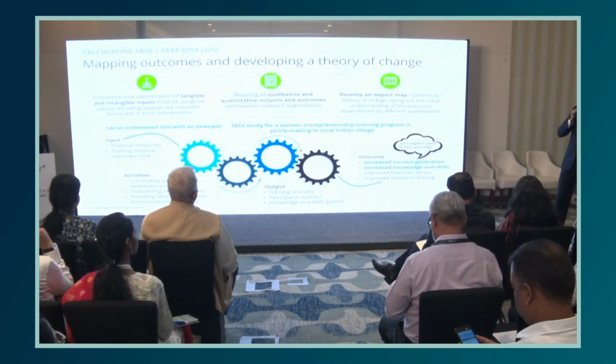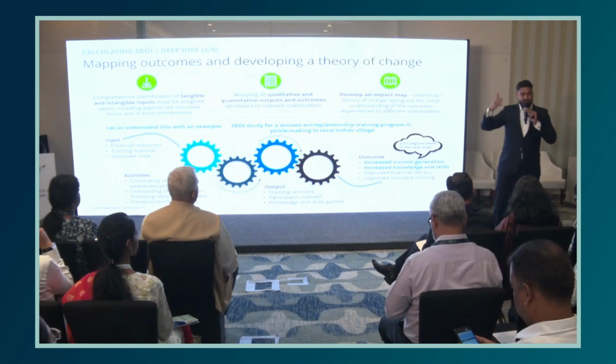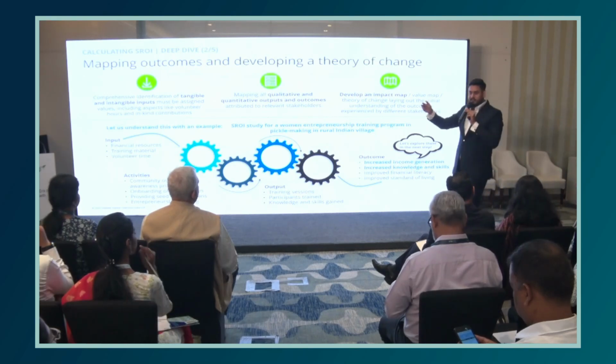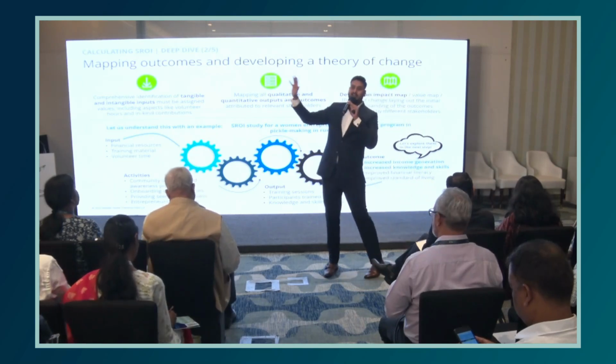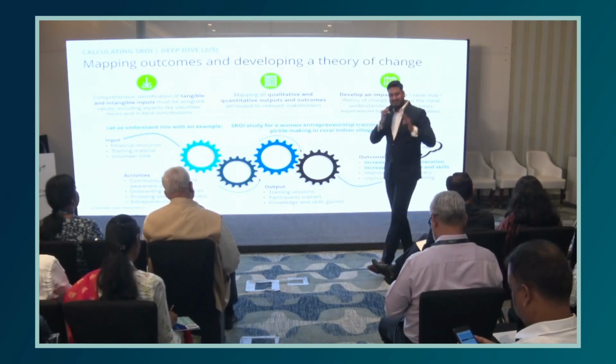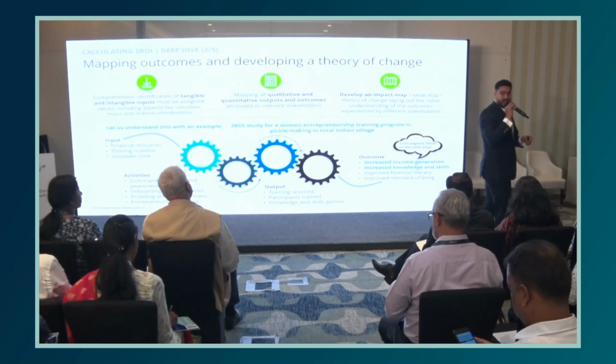And an outcome can be periodic, short term, medium term, long term, right? Some are going to be realized in 1 year, some are going to be realized in 2 years, some are even 10-year based outcomes, right? So that's the level of detailing SROI calls for.